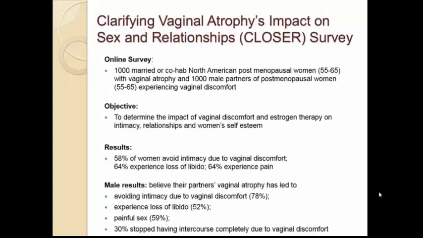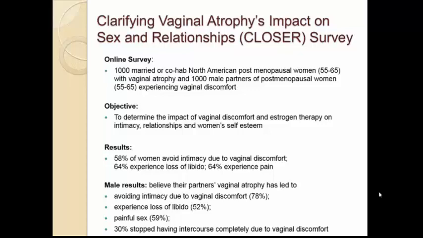A second study, the Closer survey, was also a key aspect to understanding patients' views of vaginal atrophy. What was a landmark portion of this trial was that partners were included within it. This survey was online of 1,000 married or cohabiting North American postmenopausal women with vaginal atrophy, but also 1,000 male partners of postmenopausal women experiencing vaginal discomfort. We don't often get the partner's view, so this was a great trial. The objective was to determine the impact of vaginal discomfort and estrogen therapy on intimacy, relationships, and women's self-esteem.